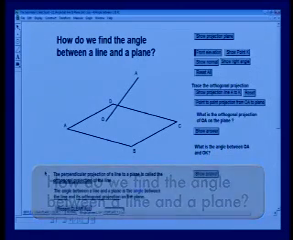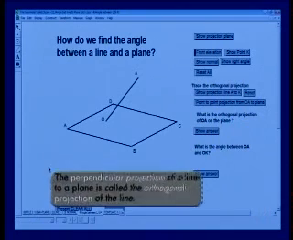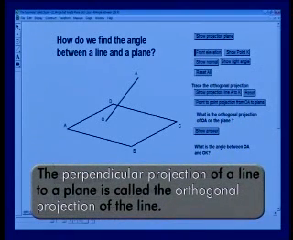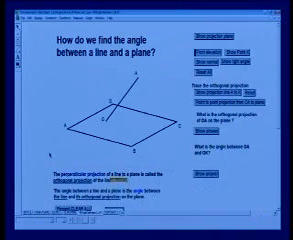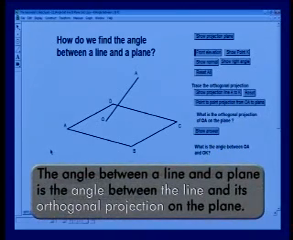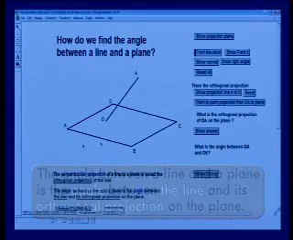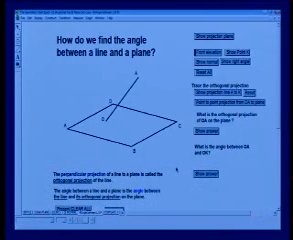Let us recap. The perpendicular projection of a line to a plane is called the orthogonal projection of the line. And in order to find the angle between a line and a plane, we have to find the angle between the line and its orthogonal projection. Let me show it to you step by step.